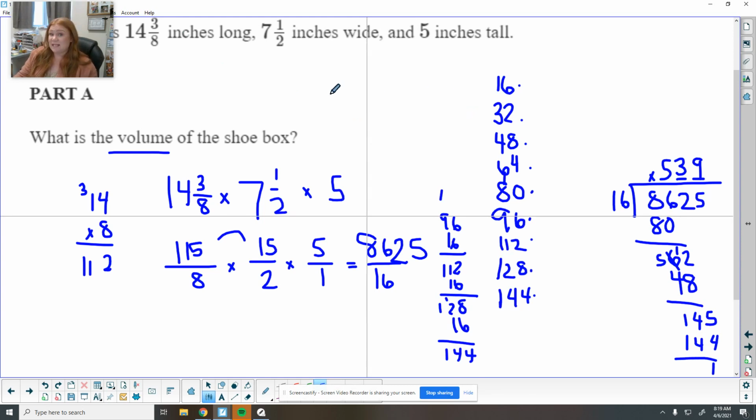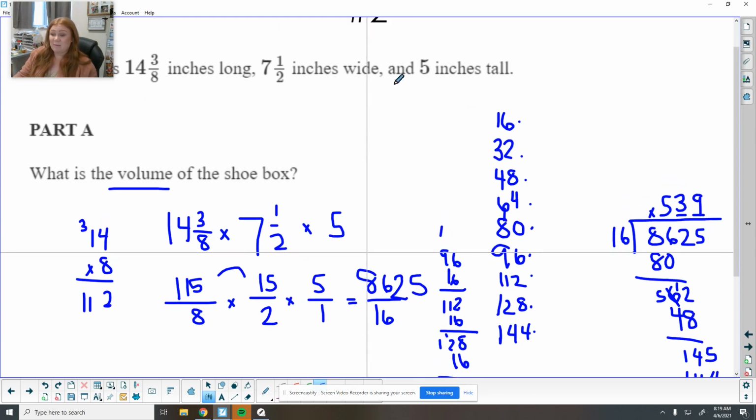I can just keep this as a fraction since it gave me my problem as a fraction. So 539 and 1 out of 16 inches cubed. I knew this wasn't going to simplify, so I didn't need to keep going because 1 is already as simple as it can get. So we just took each of these, made them improper, multiplied, simplified.